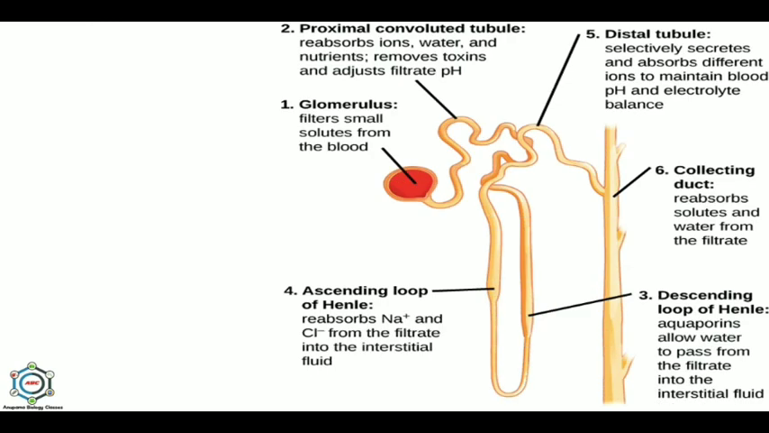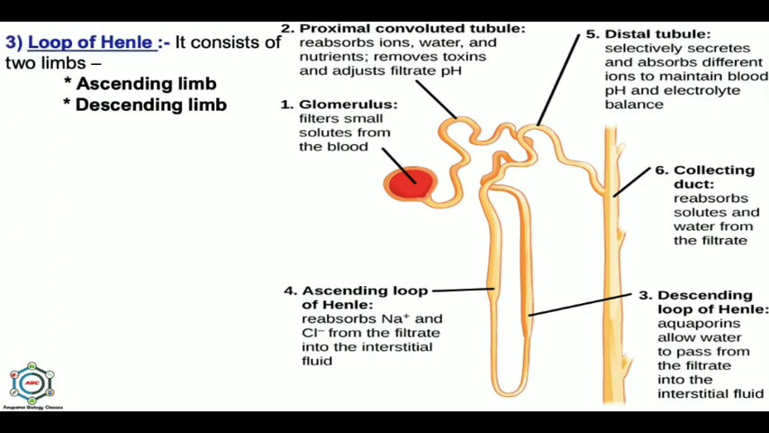In the picture you can see all the parts of the nephron. First is the glomerulus, then the proximal convoluted tubule, then the descending loop of Henle, then the ascending loop of Henle, then the distal tubule, after that the collecting duct.